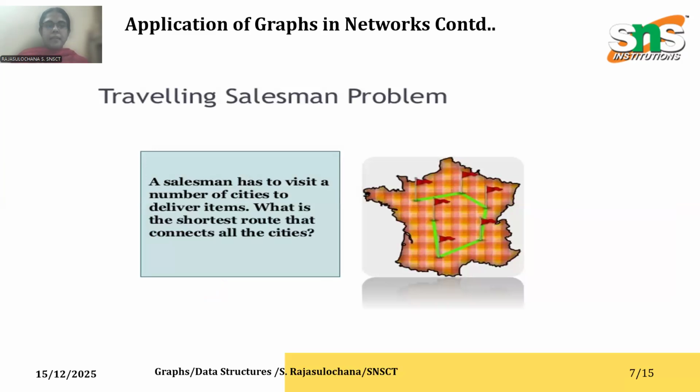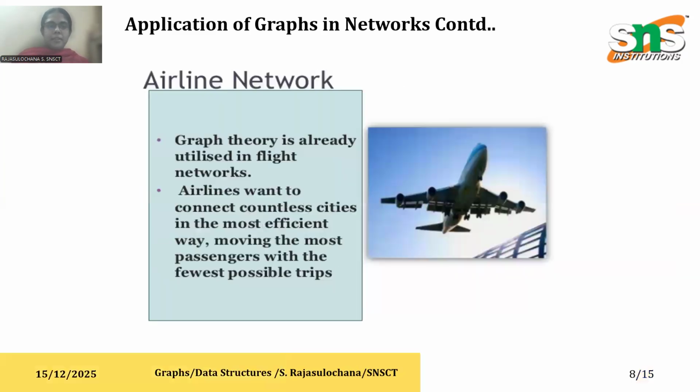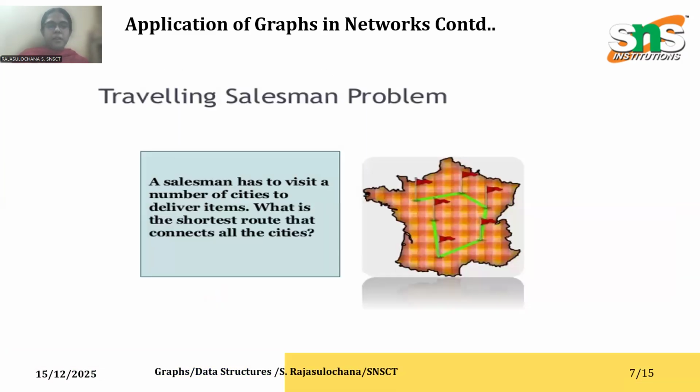So here is another application of graph. It's the traveling salesman problem. Here you want to visit all the cities to deliver the items. As you visit the cities, you want to find the shortest route that connects all the cities. So this is what the traveling salesman problem is all about.